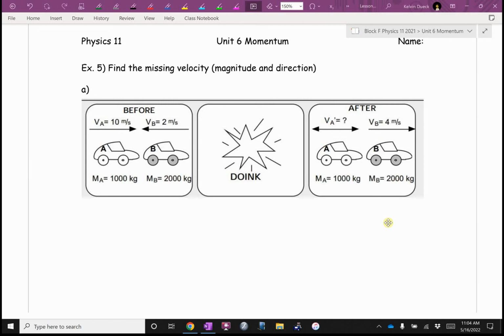Fahim, again, let's ask, what are they asking me to find? Look at the picture. Is there a collision? Yes, that's what the little doink in the middle is supposed to be. Okay, so let's ask this again. Fahim, is there a collision? Say yes. This is a job for conservation of momentum.